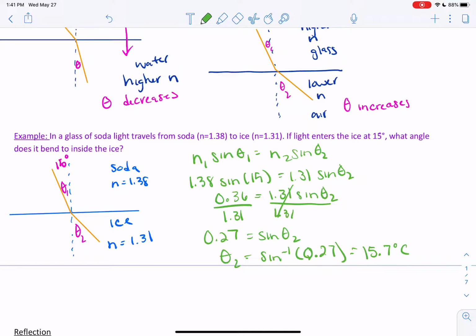Okay, so what we do when we get these problems, it's very helpful to draw the problem first so you know which index of refraction goes with which angle. Then you plug right into that Snell's law equation. And that last step, remember, to get the theta by itself, you have to take the inverse sine. Okay, so this is refraction.